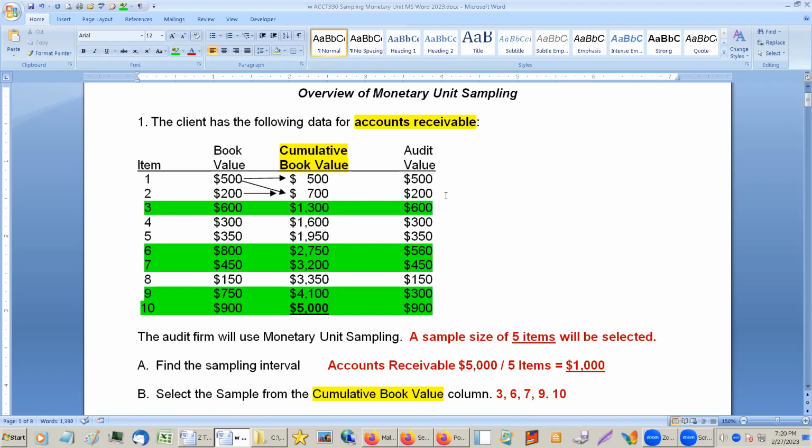Notice we didn't pull out a random number chart or table or anything like that to pick the sample. This method actually picks the sample for us. Whichever item crosses the cumulative total, that's the item we pick. And it's maybe one of the most important things about this one.